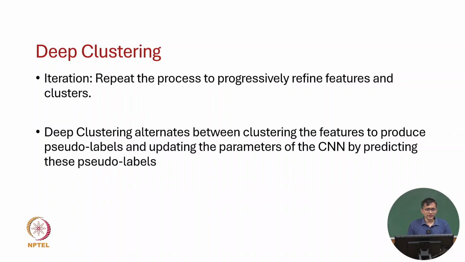So to sum up what we have talked about, deep clustering alternates between clustering the features to produce the pseudo labels and then updating the parameters of the CNN by predicting these pseudo labels. And this process is done iteratively, that is, it will be repeated to progressively refine the features and the clusters.